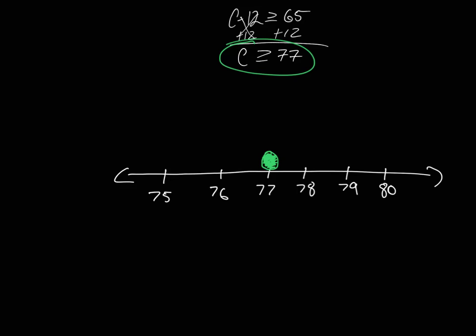Now what we have to decide is, which way is our arrow going to go? Our arrow can either go to the left or it can go to the right. In this case, C is all numbers bigger than 77. And so I'm going to draw my arrow to the side with all the numbers that are bigger than 77. In other words, to the right. So there's my answer, and it's graphed.